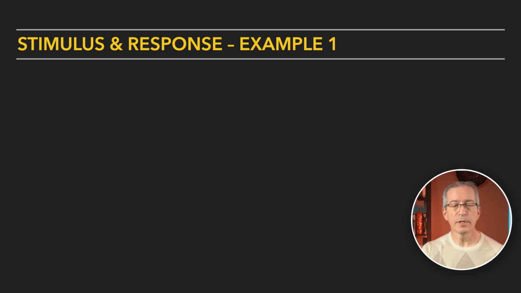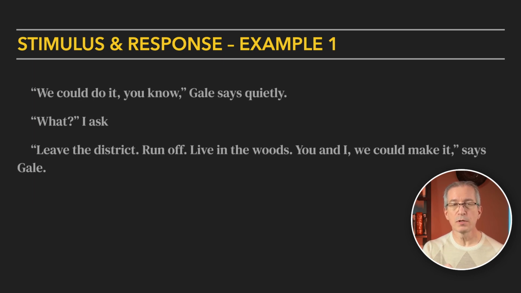As an example, I'm going to take some passages from the book itself. This first one comes from before the reaping occurs back in District 12, before Prim is chosen. Gale and Katniss are outside of the boundaries of District 12, which is a punishable offense. And they're talking. "We could do it," Gale says quietly. "What?" I ask. "Leave the district. Run off. Live in the woods. You and I, we could make it," says Gale. The words Gale is saying are a stimulus. The response from Katniss is to say, "What?" And then he expands on that: leave the district, run off, live in the woods. That's his response to the stimulus he received from her. So this is a back and forth between these two characters.